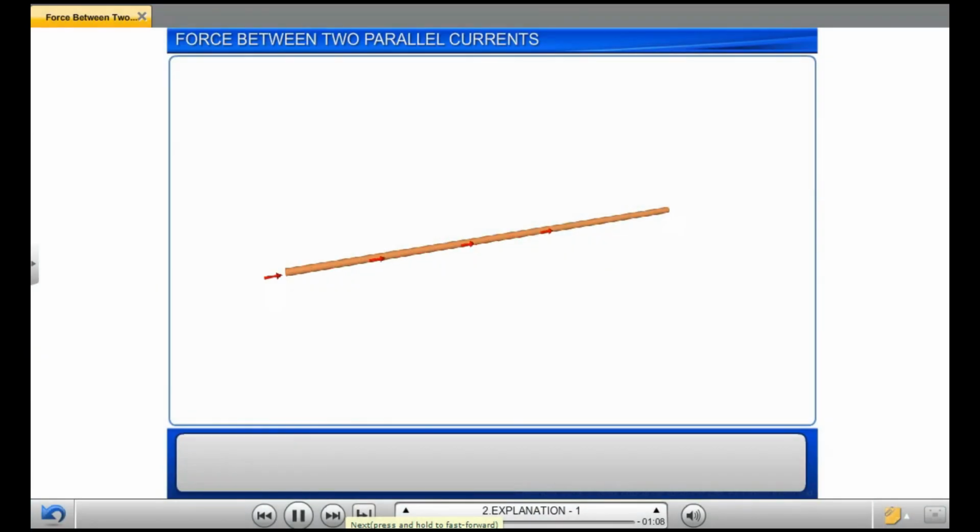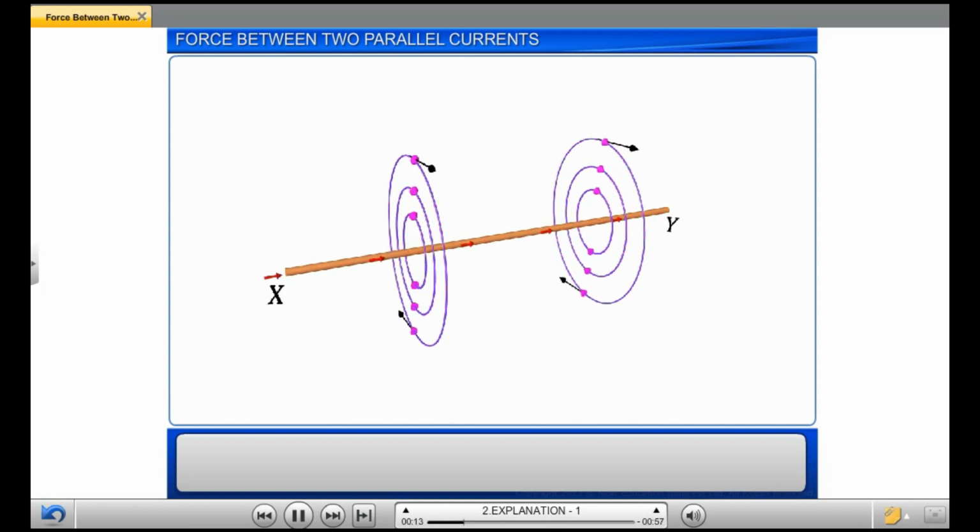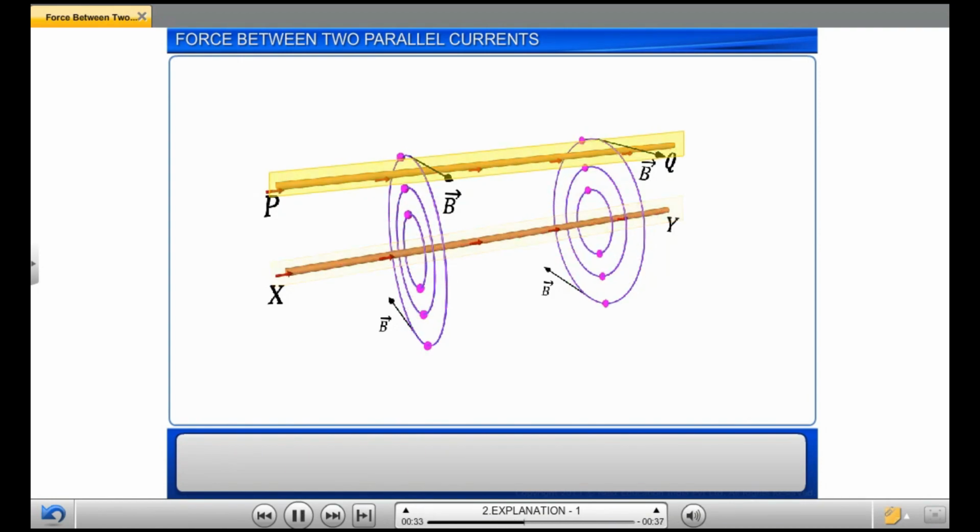Let us consider a straight current-carrying conductor, XY, of infinite length. Like any current-carrying conductor, it produces a magnetic field around it. Now we introduce another straight current-carrying conductor, PQ, of infinite length above XY. This new conductor is in the external magnetic field of the conductor XY such that PQ is parallel to XY.